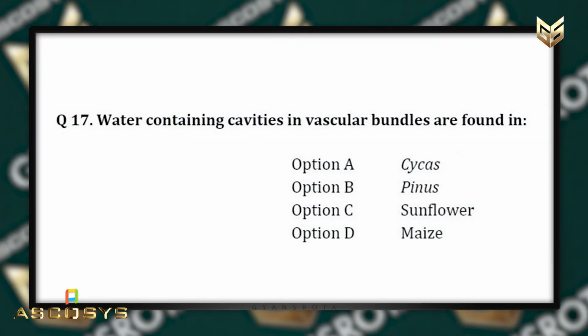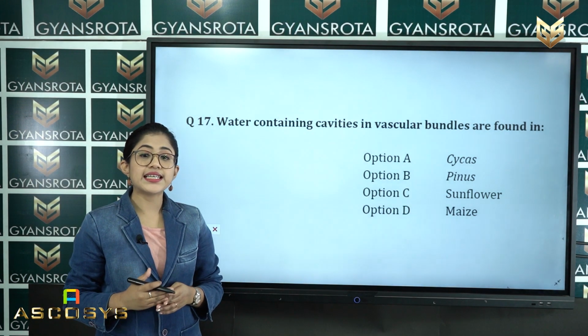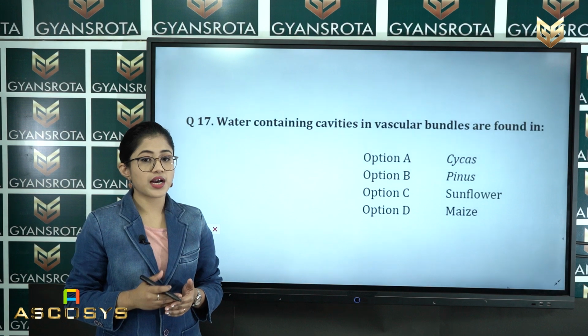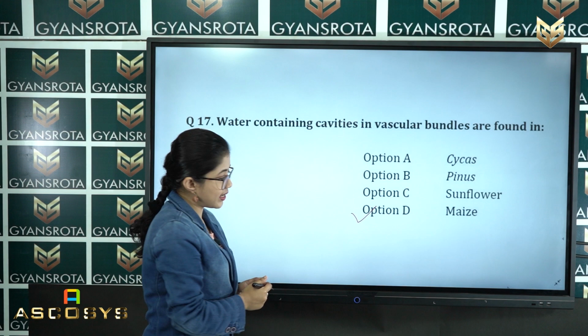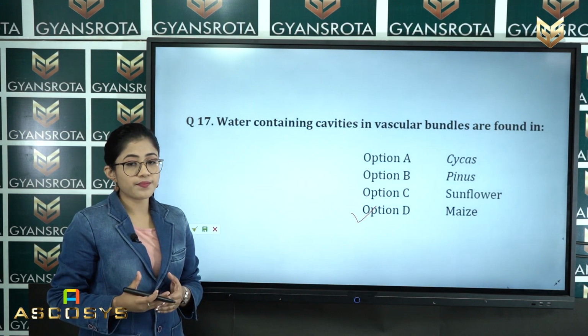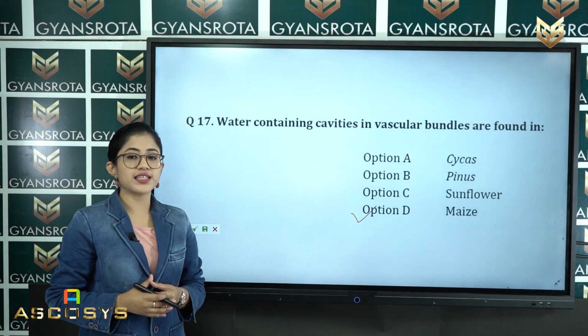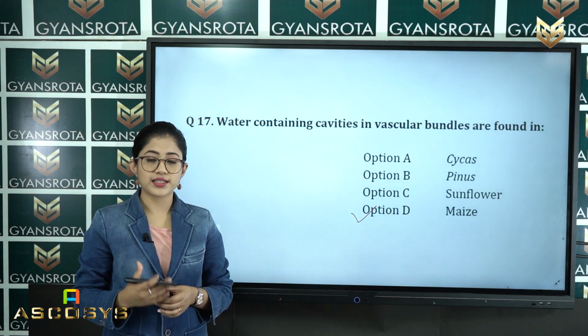Water containing cavities in vascular bundles are found in option number A, Cycas, option number B, Pinus, option number C, sunflower, and option number D, maize. So, in this question it has asked water containing cavities in vascular bundles are found in option number D, that is maize. That is the correct answer, and we have discussed different types of xylem and phloem and vascular bundles in the chapter Anatomy of Flowering Plants. So, there you can see all the descriptions of these questions.